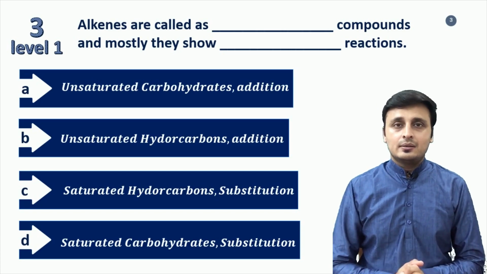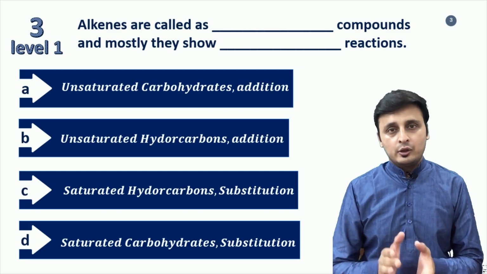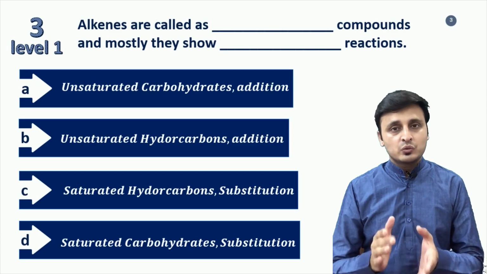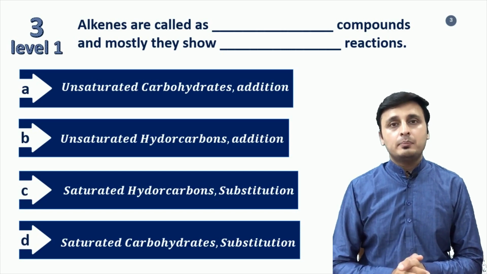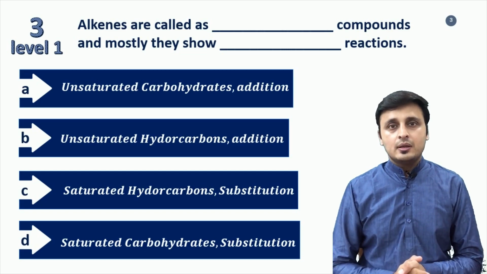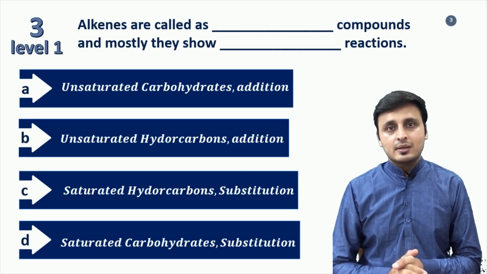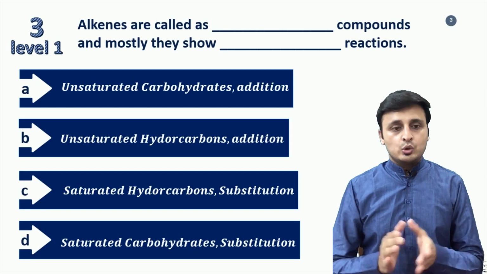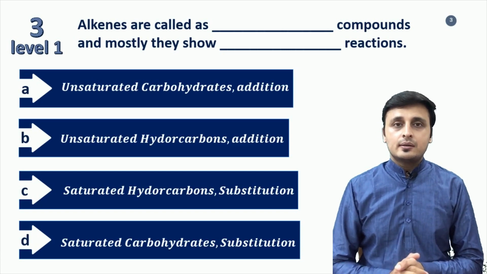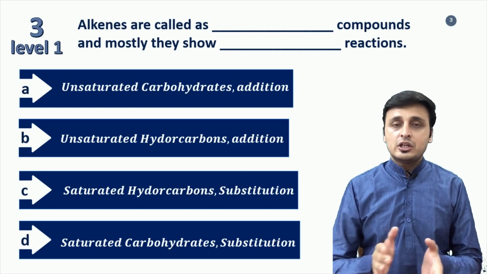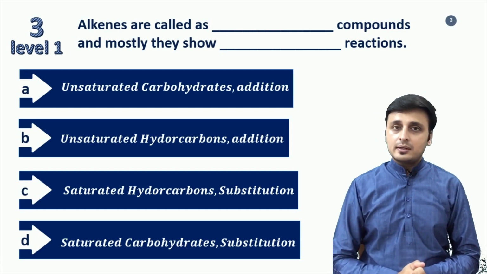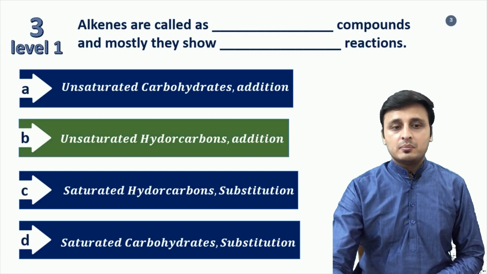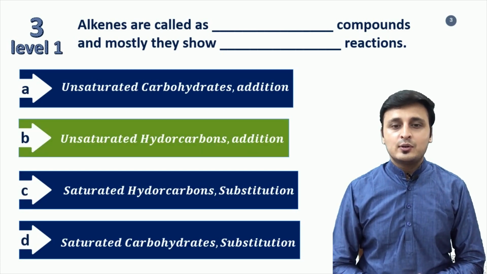So alkenes are unsaturated hydrocarbons because they contain at least one double bond anywhere in the carbon chain, and therefore they prefer addition reactions. Their most favorable reactions are addition reactions. So looking at the options, the correct answer set is unsaturated hydrocarbons and addition reactions, and therefore the correct answer is option B, that is unsaturated hydrocarbons and addition reactions.